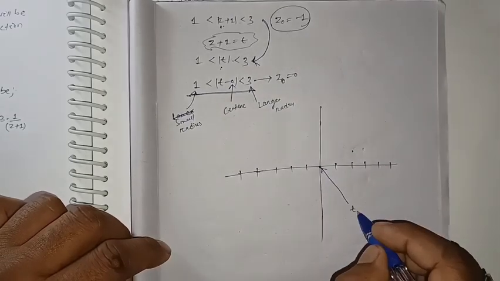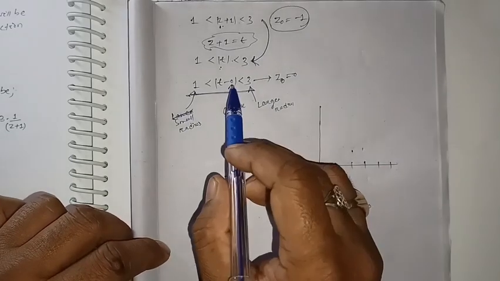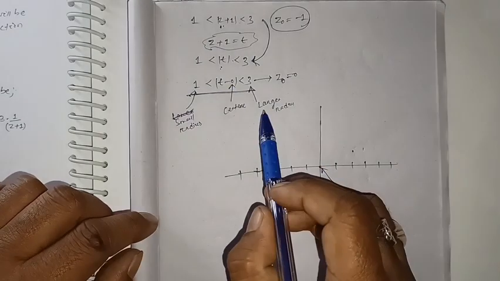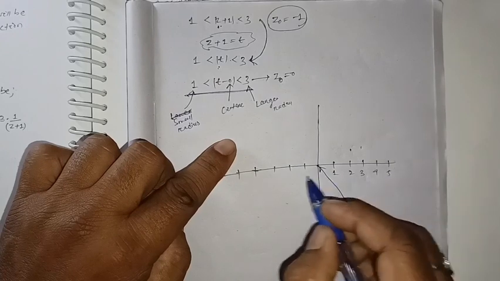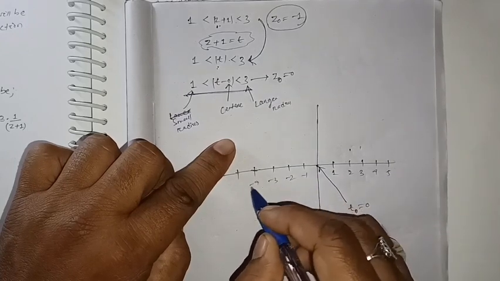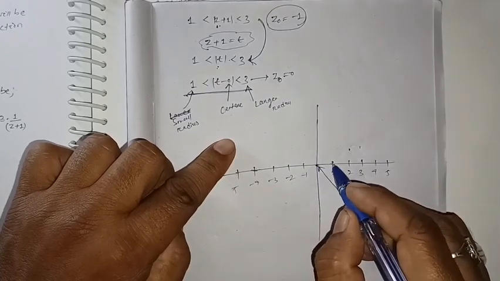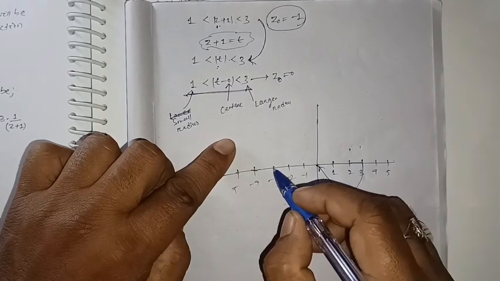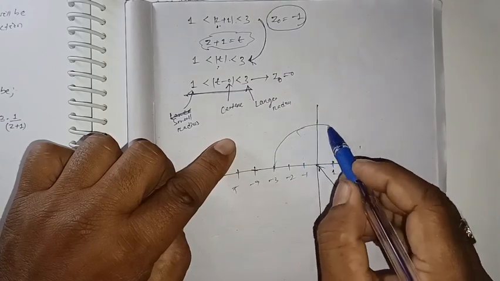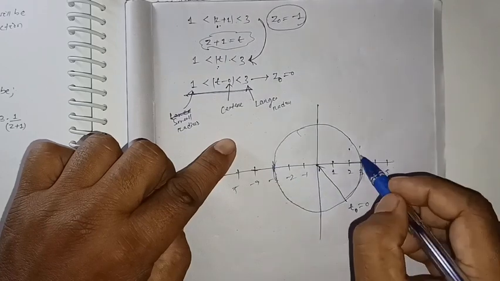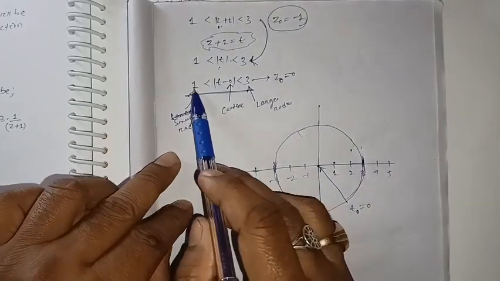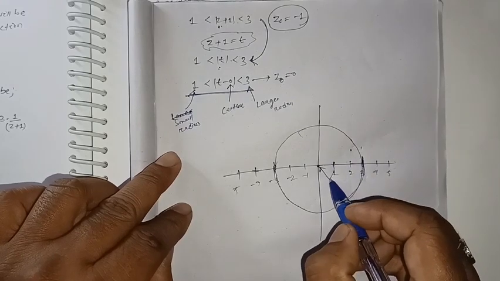Here the t0 is your 0. This is the center at 0. Then the larger radius is 3. 3 means here 1, 2, 3, 4, 5, -1, -2, -3, -4, -5. So larger radius means up to 3. From -3 to 3 it will be extended. Okay, -3 to 3. Then the smaller radius is 1. Smaller radius means 1, this one.